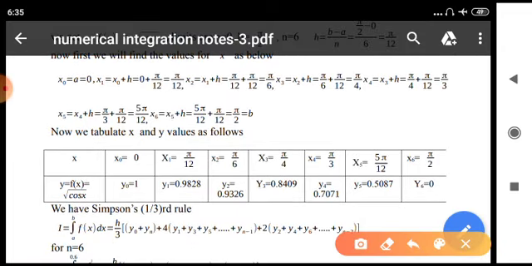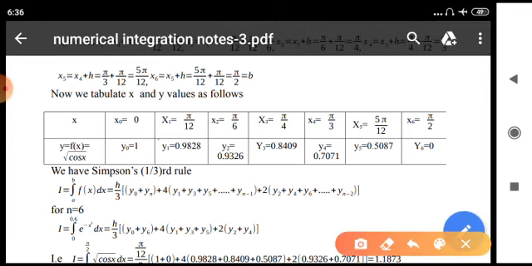Again, one more thing you have to remember. Again, f of x is root cos x, which is a trigonometric function. So we have to use the calculator in radian mode. So we calculate x and y values. We have already calculated x values. So corresponding y values are here.